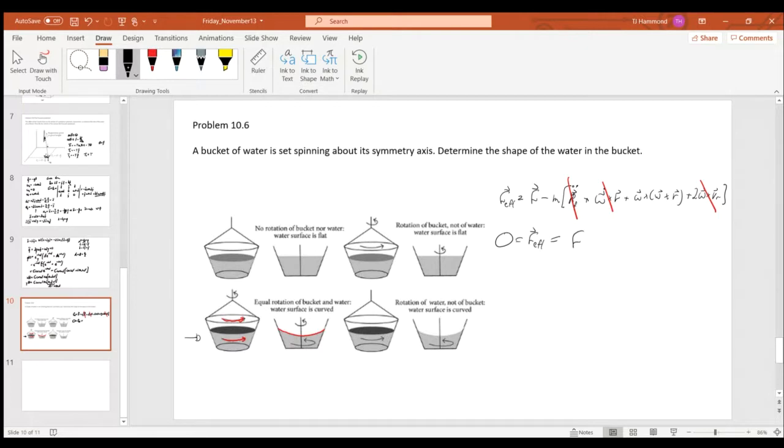And so that's going to be F minus m omega cross r. Okay? Now, what are the actual real forces going on here?